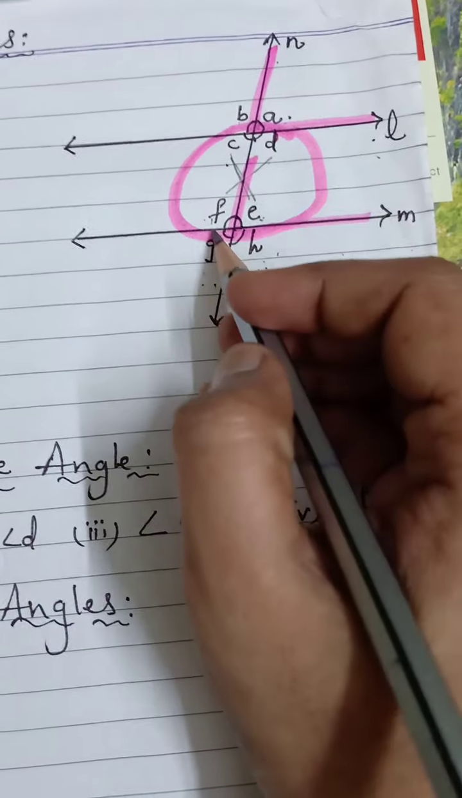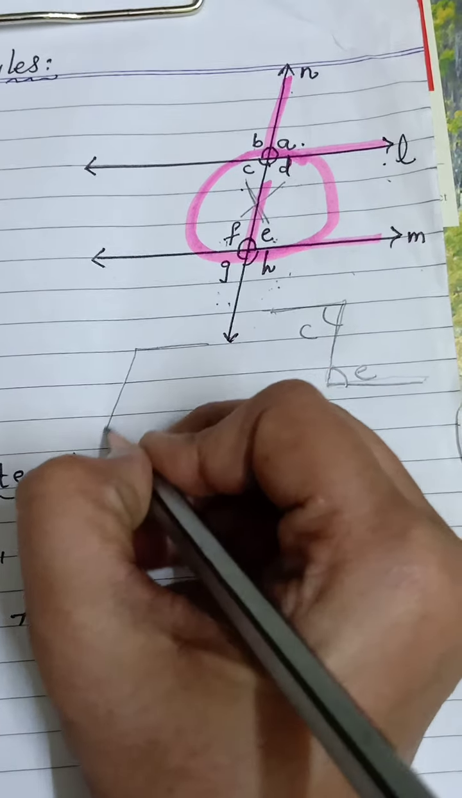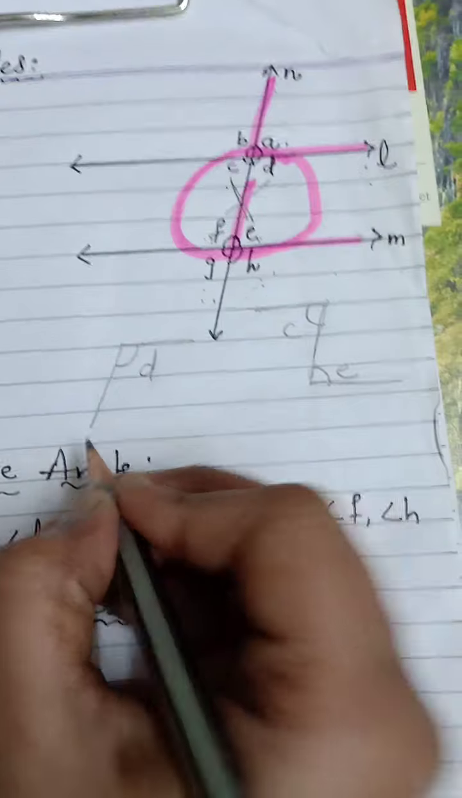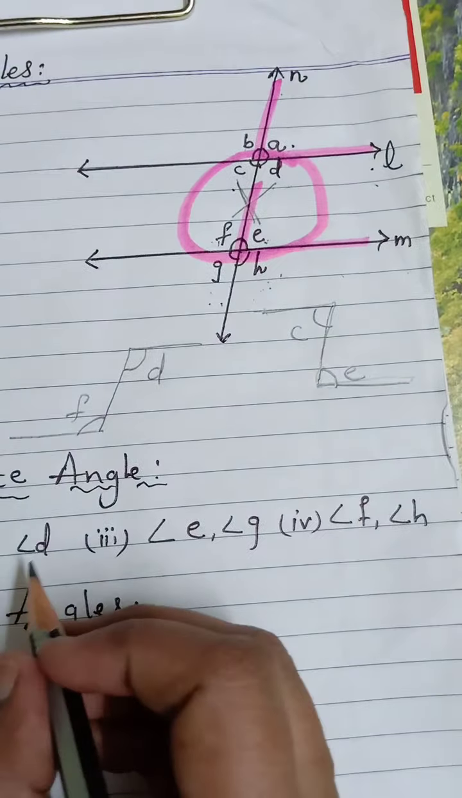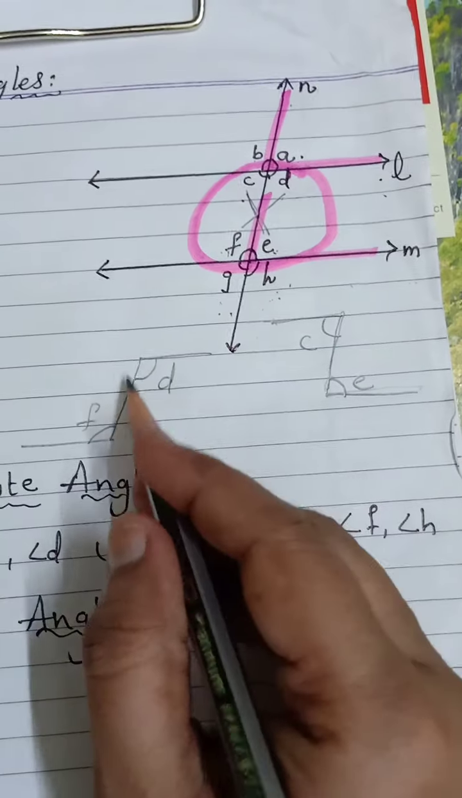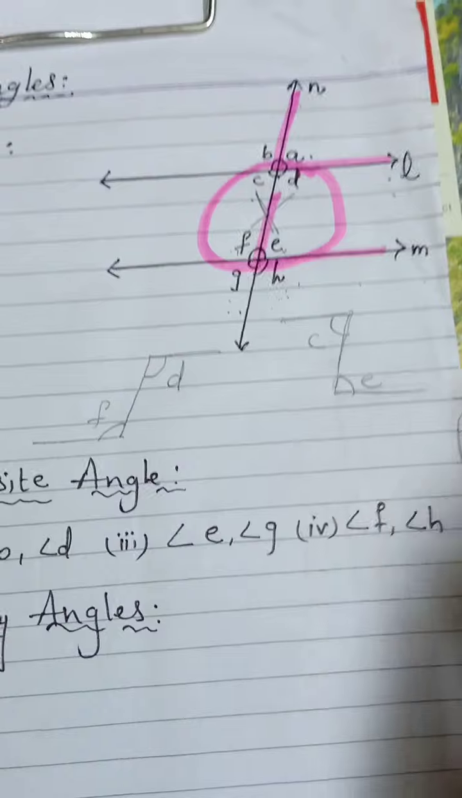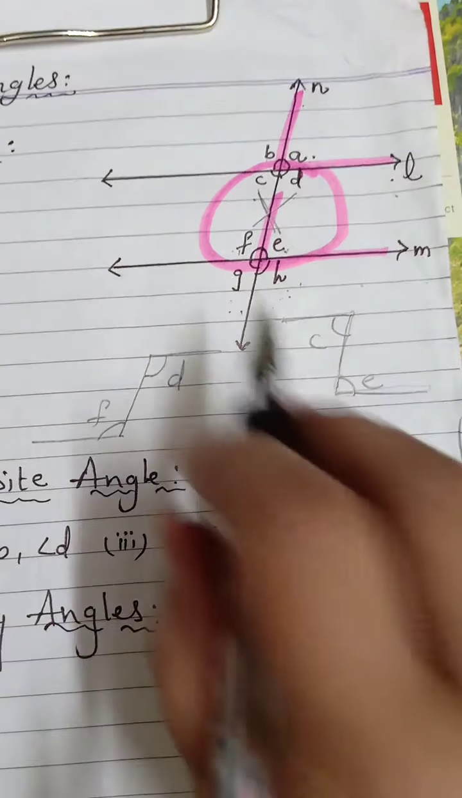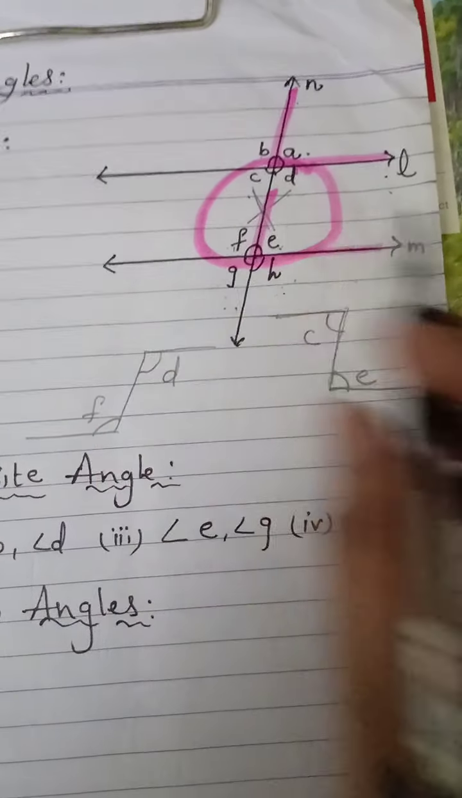I'll show you the next pair also. This is angle D. If I take angle D, it is this way. And with that D, I will take angle F. F is in this way, in this figure. So again they are making a Z-type figure. Whenever the angles are making a Z-type figure, they are called alternate angles. Therefore, angle C and E are alternate and D and F are alternate.